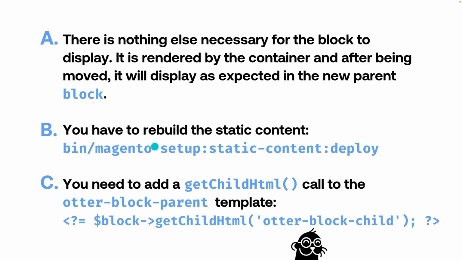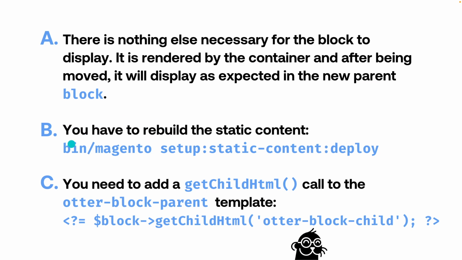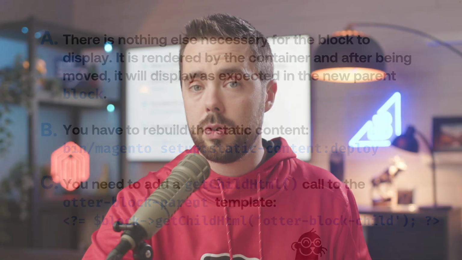You have to rebuild the static content. Now, this one just seems a little bit suspect to me. Why? Because HTML or XML and PHTML templates or files are not static content. Static content is LESS and JavaScript files. So I think we can pretty much axe B right here out of the gate. Now, what about C? You need to add a getChildHtml call to the otter-block template. That also seems reasonable. So I think we're pretty much down to a 50-50 on this one. And we should probably jump into the code and see what this is looking like there.